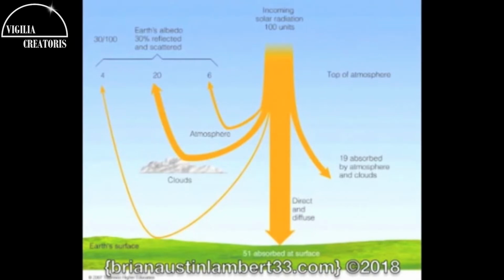All right, so of the incoming solar radiation, 51% is absorbed by the surface of the Earth. 4% is reflected back from the surface. The atmosphere reflects back about 6%, and the clouds reflect about 20% of incoming light, and absorb another 19%. So 39% to 40% of solar radiation is absorbed or reflected back from clouds.